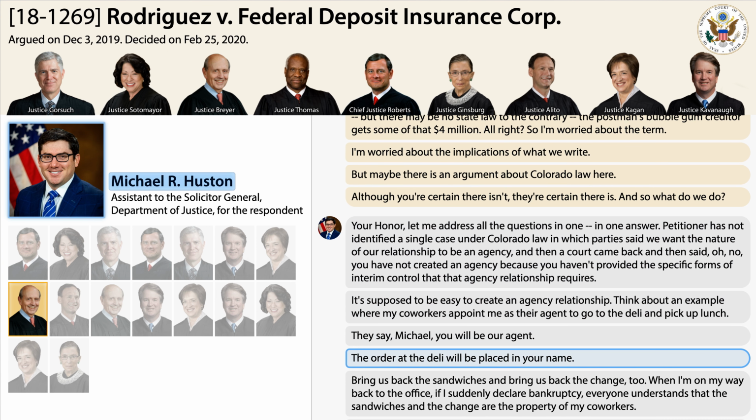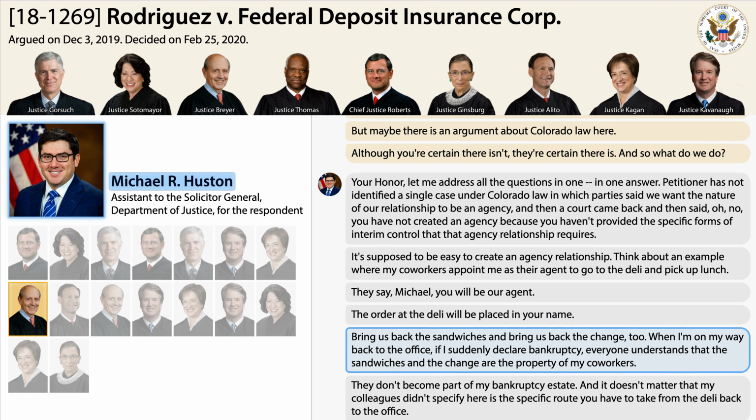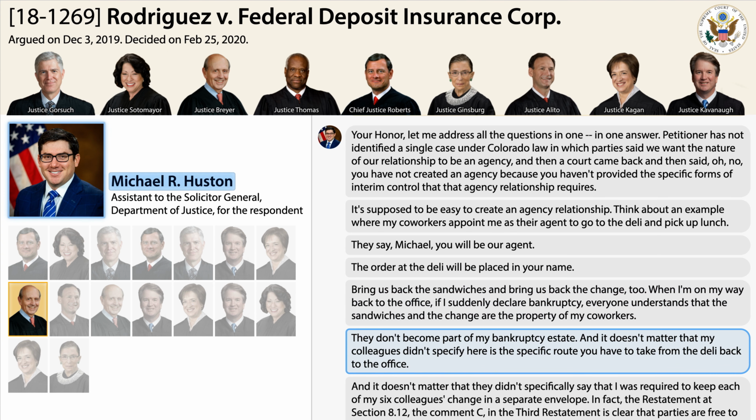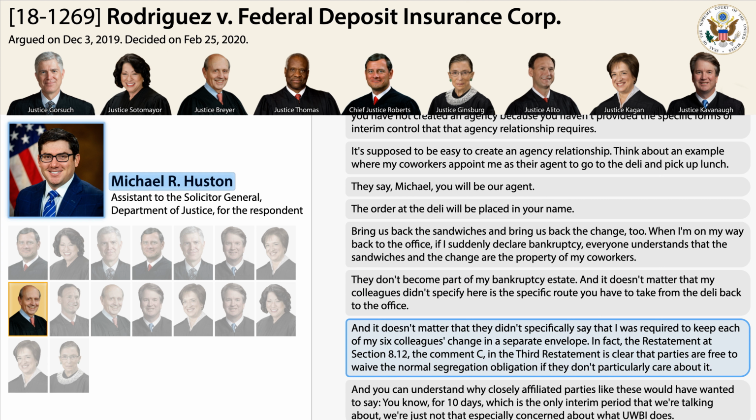The order at the deli will be placed in your name. Bring us back the sandwiches and bring us back the change too. When I'm on my way back to the office, if I suddenly declare bankruptcy, everyone understands that the sandwiches and the change are the property of my coworkers. They don't become part of my bankruptcy estate. And it doesn't matter that my colleagues didn't specify, here's the specific route you have to take from the deli back to the office. And it doesn't matter that they didn't specifically say that I was required to keep each of my 6 colleagues' change in a separate envelope.